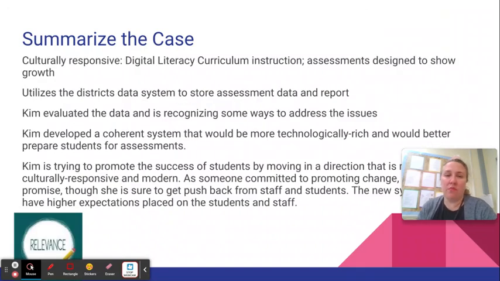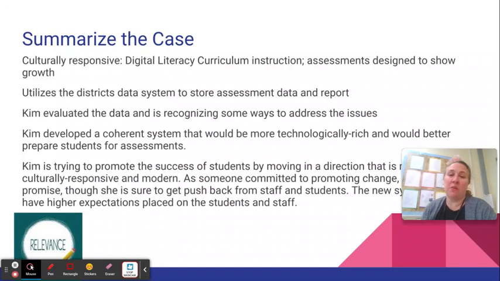Overall, we're looking at a culturally responsive new curriculum, right? So this digital literacy curriculum would be more culturally responsive, would be more personalized, and there would be assessments designed to show growth. It would utilize the current data systems used by the district, and these data systems would also store assessment data and be easier to report moving forward.